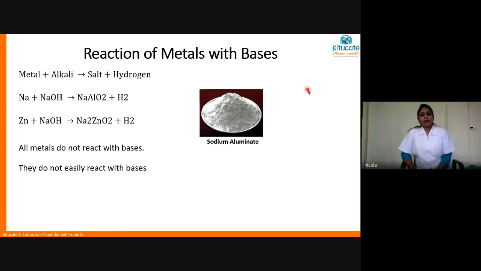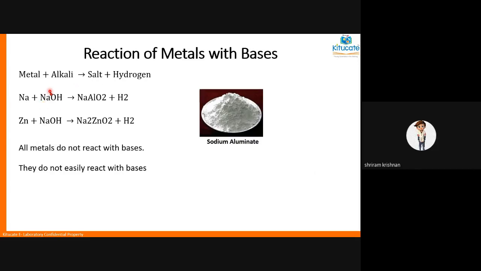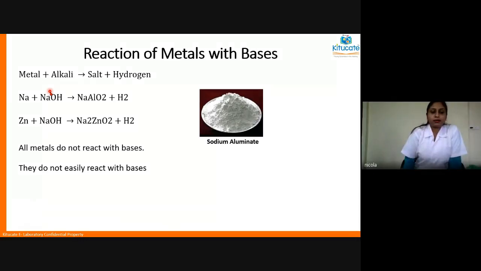Okay. So when metals react with bases, first of all, salt and hydrogen are formed. When metals react with bases, salt is formed as well as hydrogen. We can see that in the next experiment. For example, if sodium is a metal and it reacts with a base, that is sodium hydroxide, then sodium aluminate and hydrogen gas are formed.